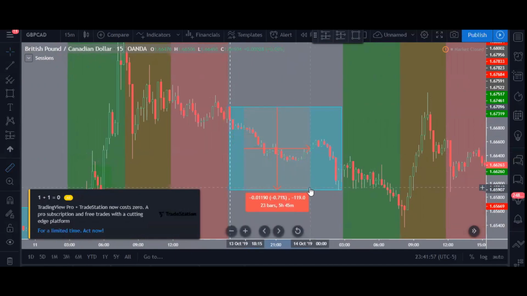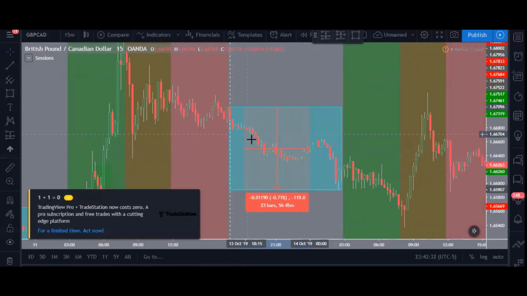Now, with this box here, one of my rules with this strategy for GBP CAD: if a box is over 100 pips, I do not take the trade setup. The risk to reward is going to be too high for trading on a 15-minute chart. Yes, there are going to be trade setups that work out, even if the box is over 100 pips. But I myself, with my risk to reward, don't feel comfortable taking trades on boxes in the Tokyo session that have already made a large move throughout the night.